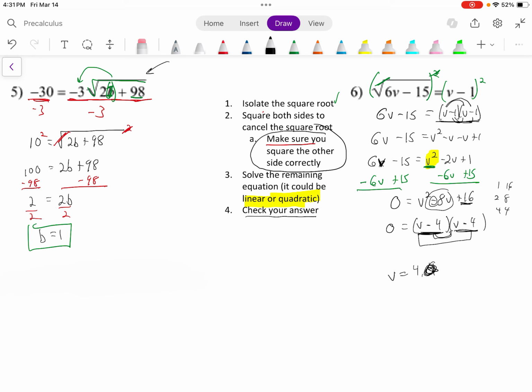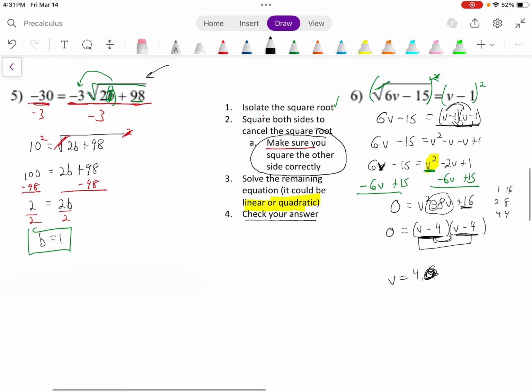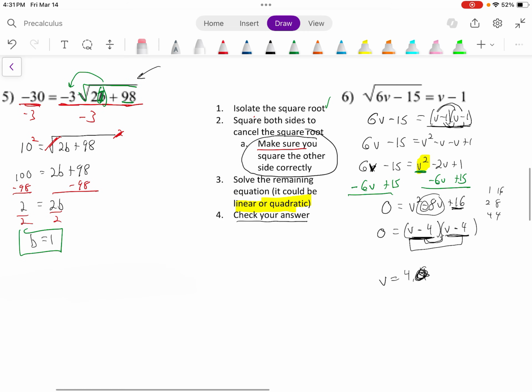Again, we do need to check our answer. So let's come back up to the top here and put in 4 for v. So 6 times 4 is 24, minus 15. 24 minus 15 is 9. The square root of 9 is 3, so the left side is 3, and 4 minus 1 is 3. So 3 and 3. It works, so our answer is v equals 4.